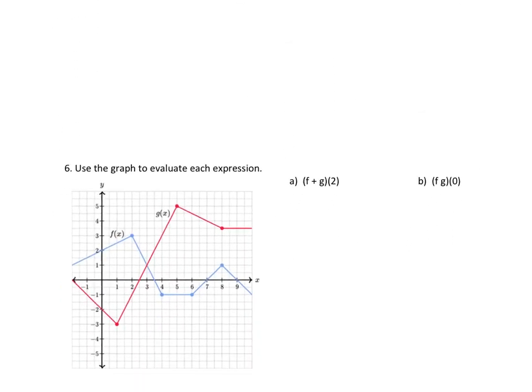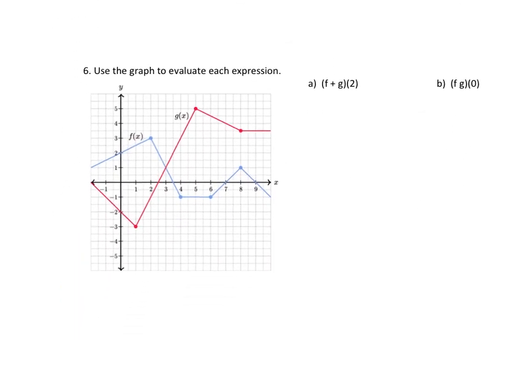I just want to do part A. So here it says use the graph to evaluate each expression. We have our f function in blue and our g function in red. So when we have f plus g of 2, that's the same as f of 2 plus g of 2. And in this case, f of 2, the x value is 2, our y value is, it looks like at 3, all the way at the top here.